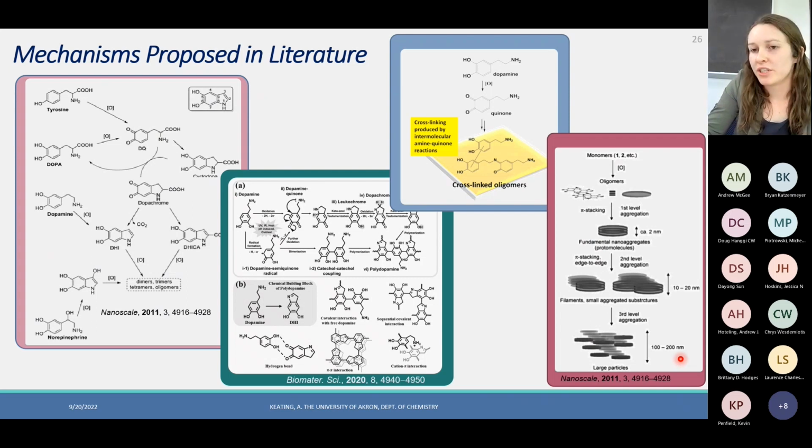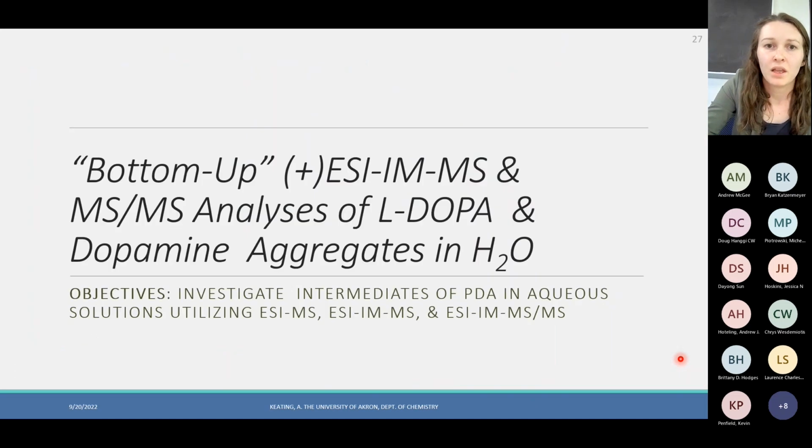The applications of this material right now are pretty diverse in terms of biomaterials, energy harvesting materials, and so on, but I'm not going to go into that too much.